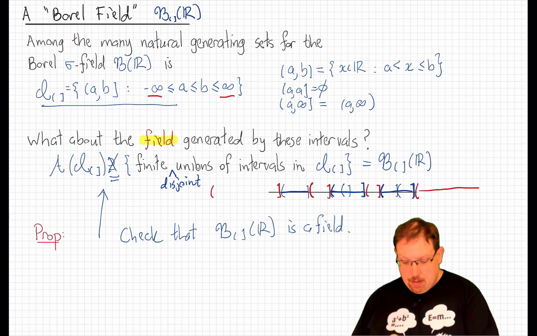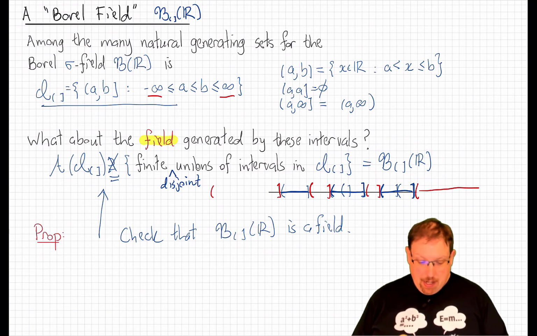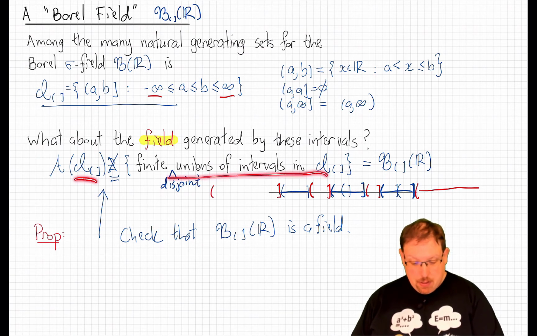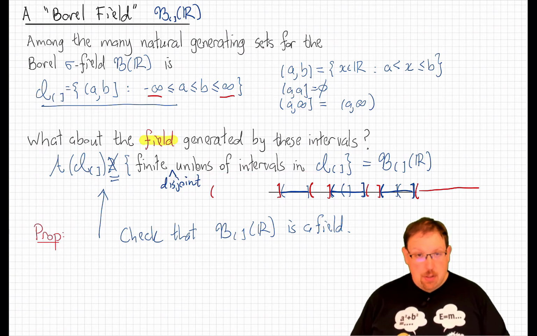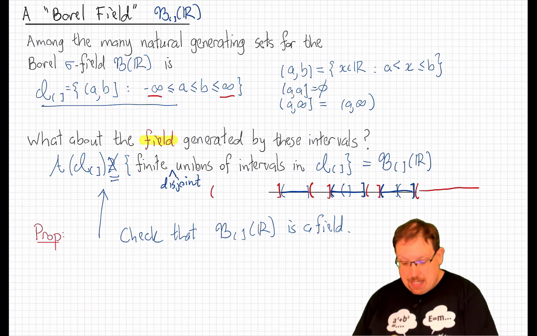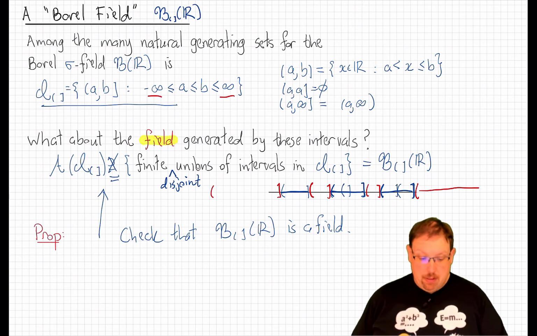Hence, this object, this set of finite disjoint unions of half-open intervals, is a field that is contained in the field generated by the intervals. But the field generated by the intervals is the intersection of all fields that contain those intervals. And this is clearly one of those. So that gives us the reverse containment. And that shows that this is indeed an equality. We have identified the Borel field, the field generated by these half-open intervals.